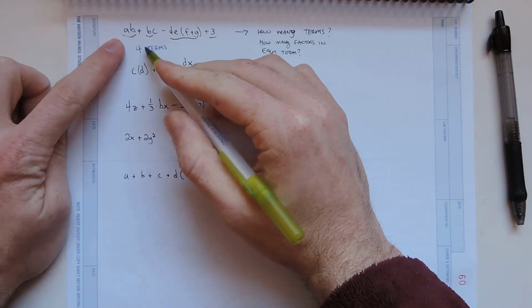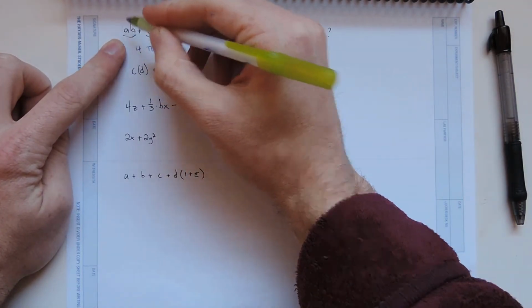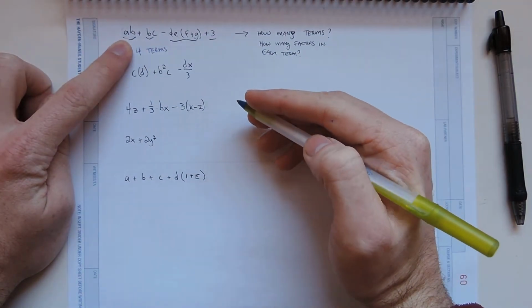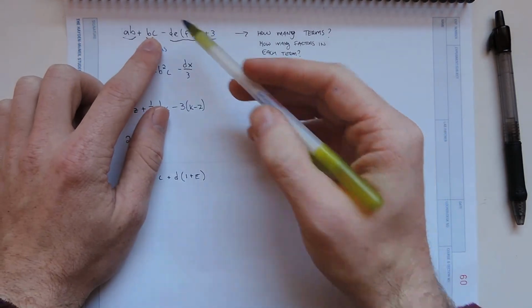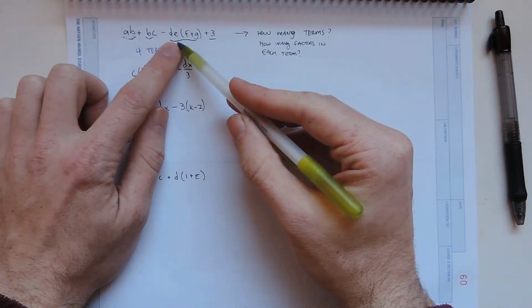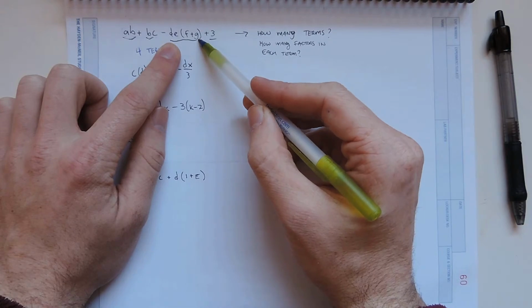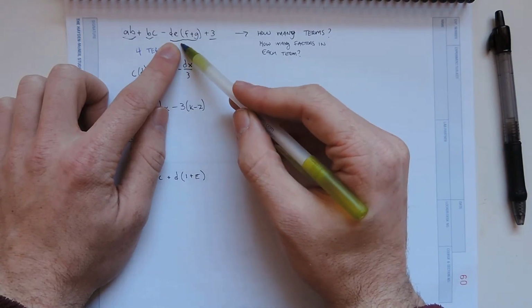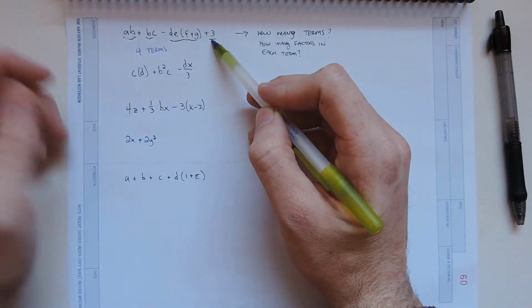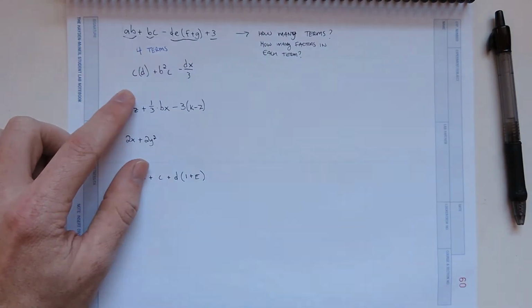And of these terms, we have a and b are the two factors that make up this term. b and c are the two factors that make up this term. d, e, f, and g are the 4 factors that make up this term. And 3 is the only factor that makes up that term.